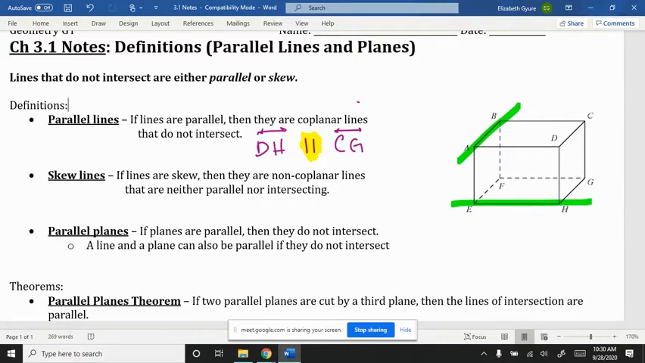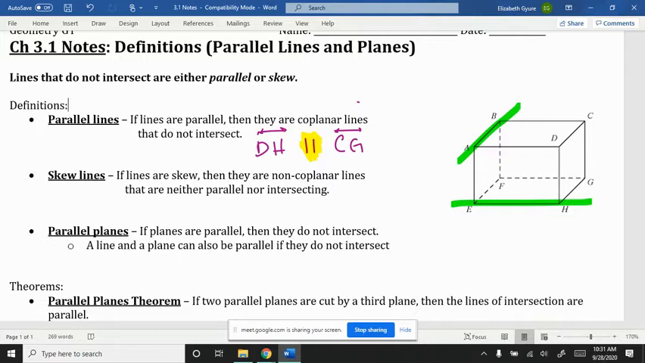Line AB is either on that top plane, right, or on that left-hand side. Line EH is either on the bottom plane or the front of your rectangular prism. Are those ever going to intersect each other? No way. Are they parallel to each other? No way. Are they in the same plane? Nope. So that is meeting all of our qualifications for skew.